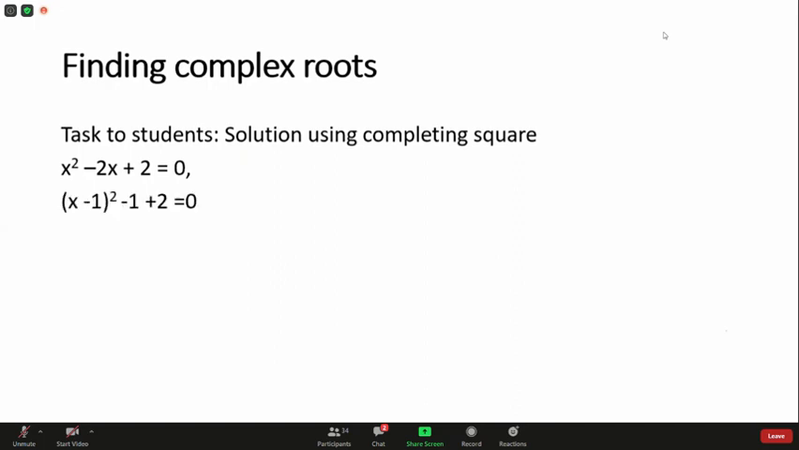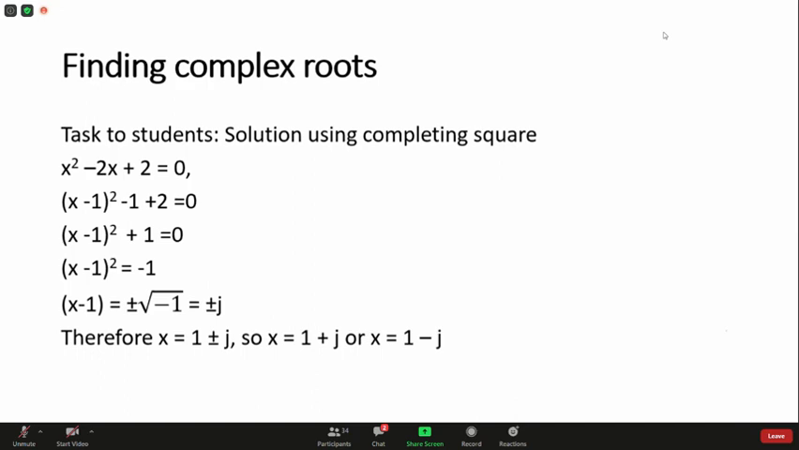First, the completing square method: (x − 1)² − 1 + 2 = 0. Then simplify, you get (x − 1)² = −1. So that is equal to ±j. Therefore x = 1 + j or x = 1 − j. The answer given is correct, right? Thank you.